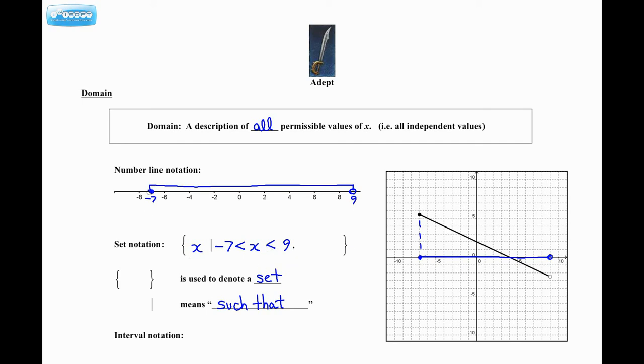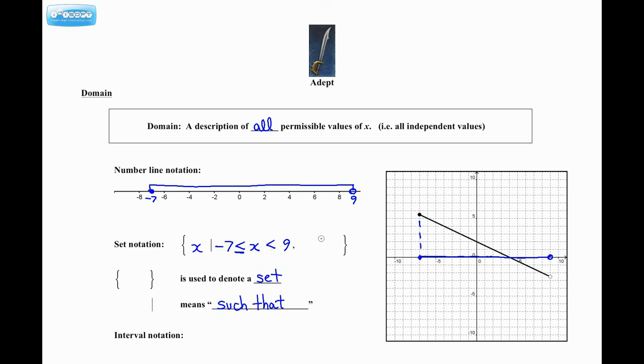But because the -7 is included, I must put a little line underneath that. So this says that the domain is any x value such that I'm greater than or equal to -7, but at the same time I'm strictly less than 9. Okay, that's what this says in English. So it's like a sandwich.